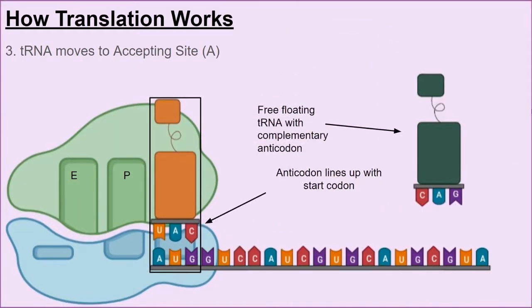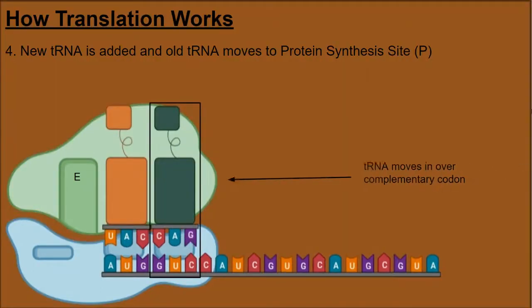The third step is for the anticodon to line up with the start codon as the tRNA moves into the A site. The fourth step is for the ribosome to grab another tRNA molecule complementary to the next codon in the strand and move it into the A site. At the same time, the tRNA that was in the A site moves to the P site.